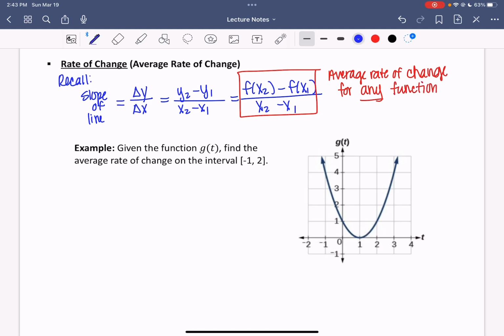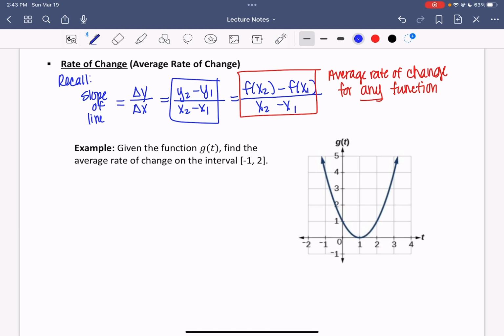Originally, we just used this first one, and we would talk about slope between 2 points. We would look at a linear function. But now what we're going to do is look at average rate of change for any function, not just straight lines, and find the average change that is occurring. And so what's going to happen is we're going to be applying the formula we already know to a different situation. Let's look at this example.